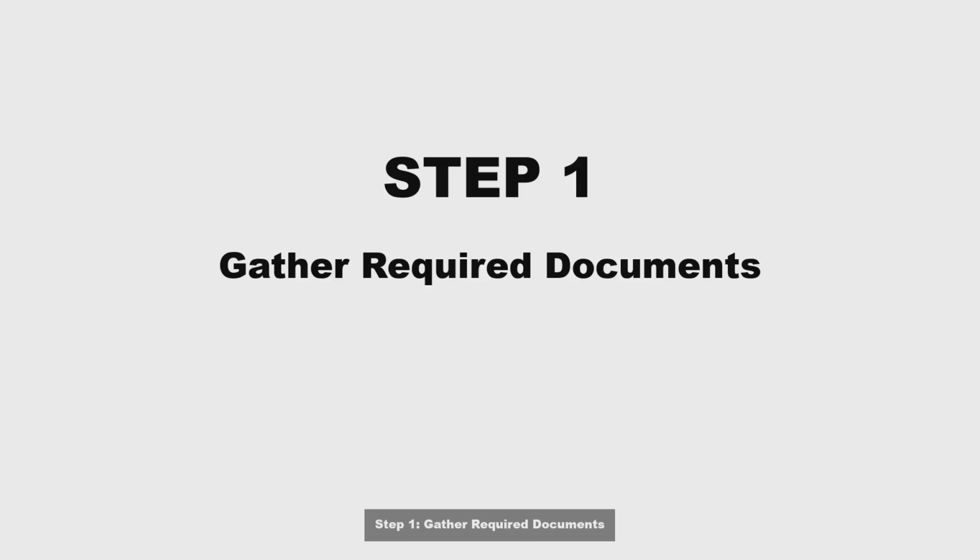Updating your legal name on Agregore is a straightforward process. Follow these steps to ensure a quick and efficient update. Step 1. Gather required documents. Collect all necessary documents that prove your name change, such as a marriage certificate, divorce decree, or court order.